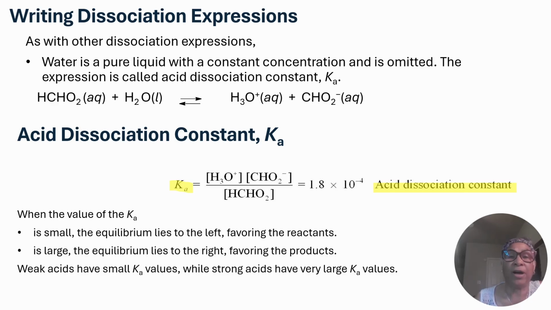The value of ionization constant for formic acid is 1.8 times 10 to the negative 4, and it has no units. Because it is a small value, that means the majority of formic acid remains intact and a small part has become ionized.